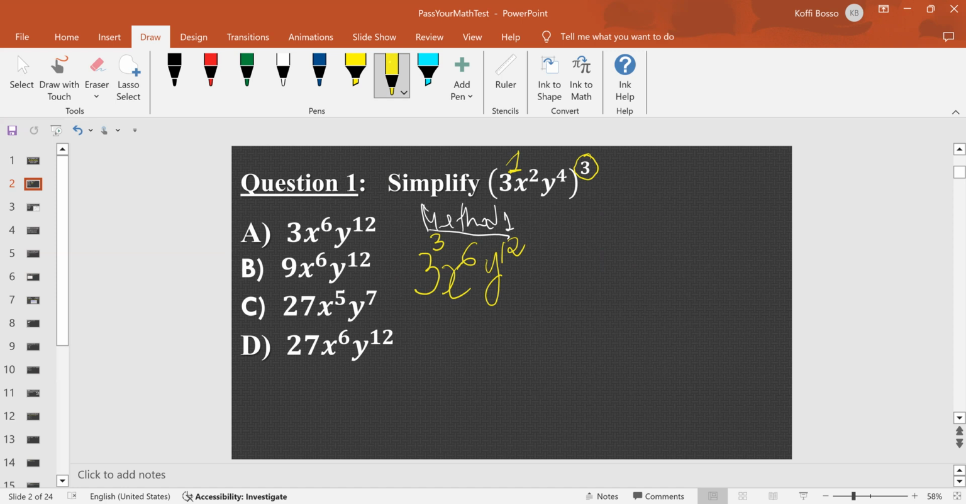So understand that 3 to the 3rd power is 3 multiplied by 3 multiplied by 3. So you're going to have 27x to the 6th power, y to the 12th power. And the correct choice here is D.